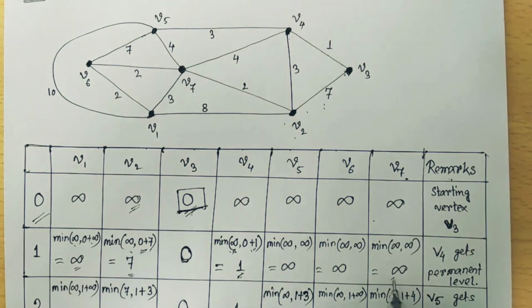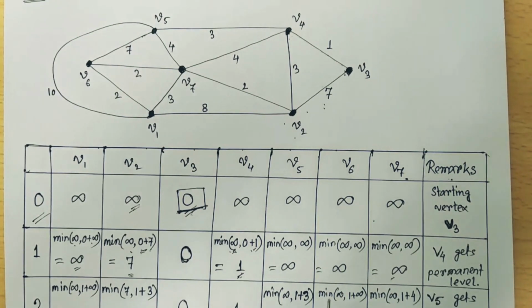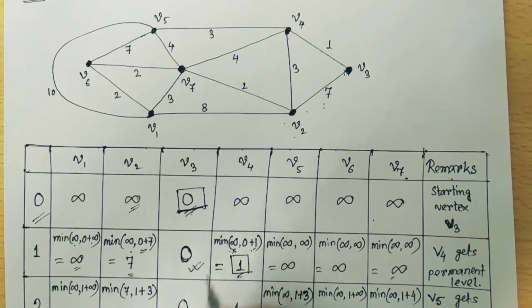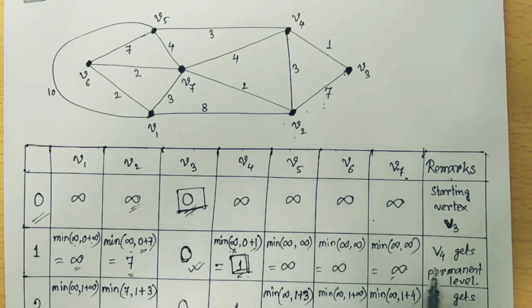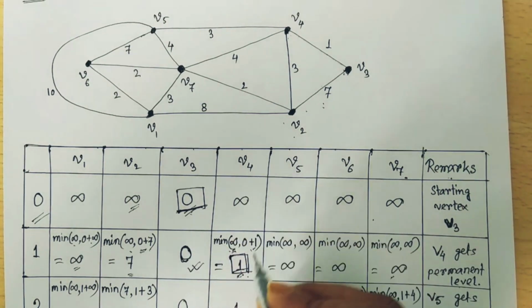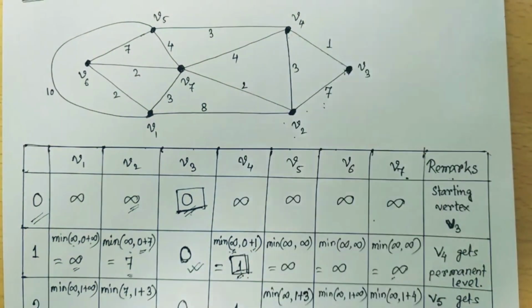After assigning the new labeling values, we search which value is the minimum among all those vertices. We will find out this is the minimum value. That is already done. So this is the minimum value, corresponding to the vertex V4. So in the remarks column, we write V4 gets its permanent label. After getting this, we move to the vertex V4. So this is our next point.